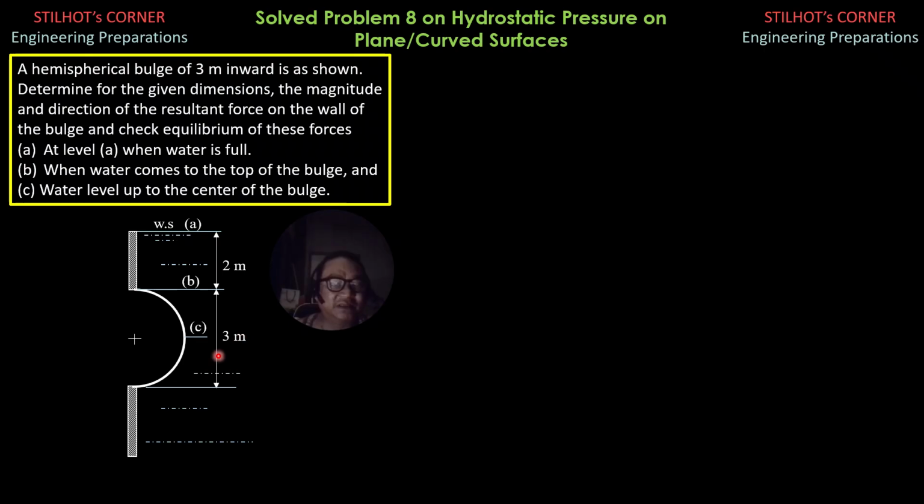The bulge is 3 meters in diameter. Take note this is hemispherical, so 1.5 meters in radius. So the projected area of this bulge is circular for levels A and B, and at level C it is now semicircular. So the location of the centroid should be located importantly.